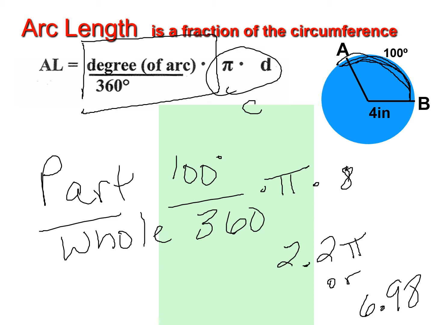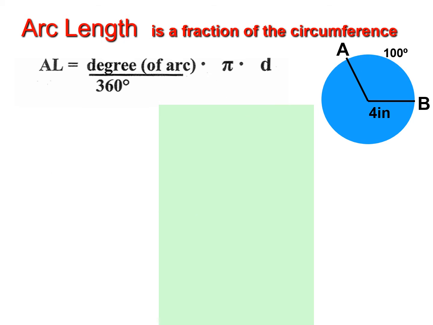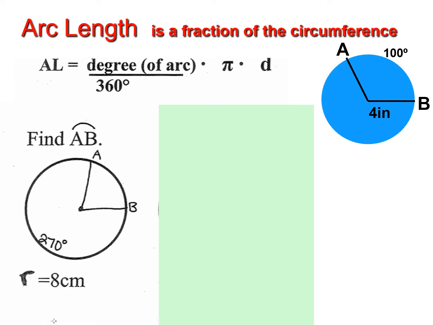Okay, so almost the same formula, just need that little fraction in front of it. Here's one for you to try. Stop the video, see if you can do the same thing. Arc length, degree over 360 times pi times diameter.